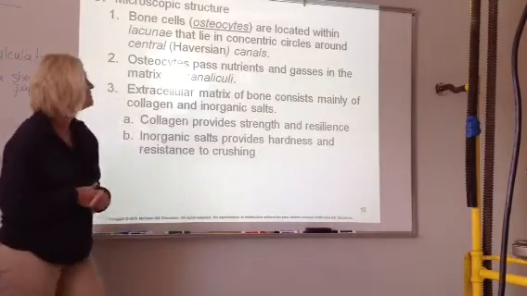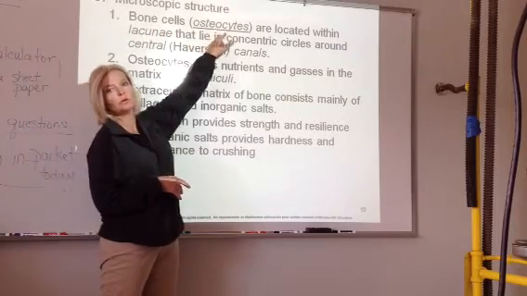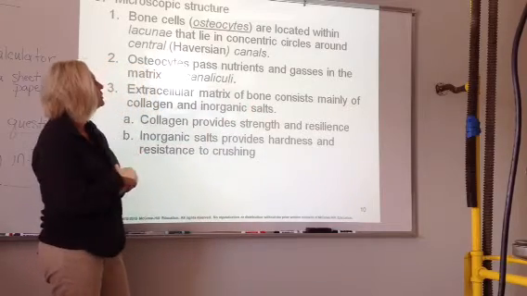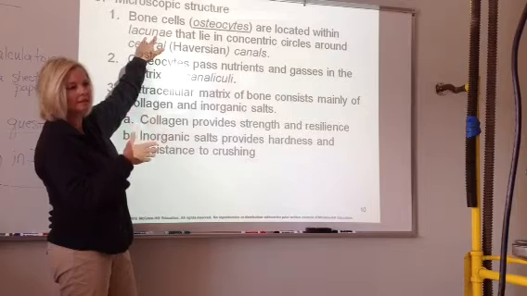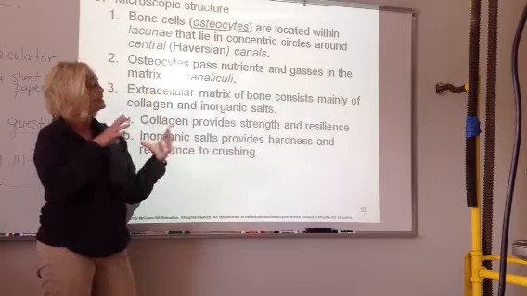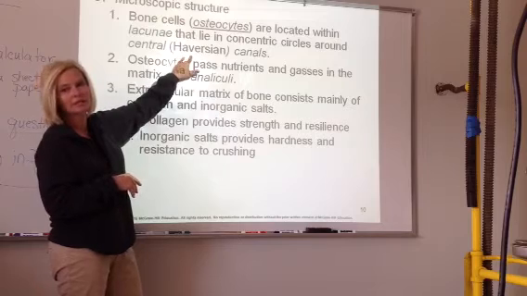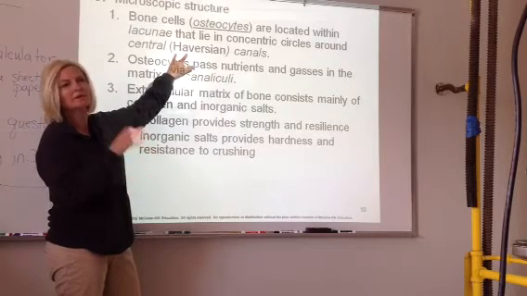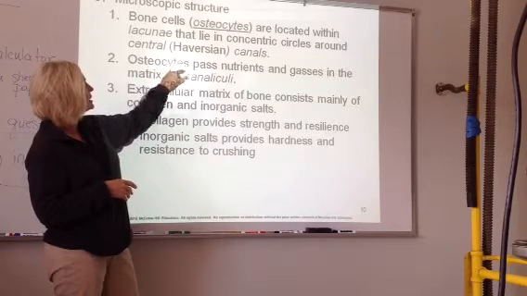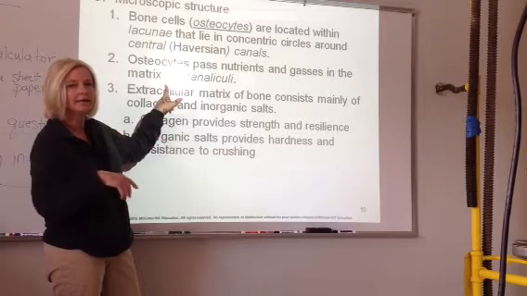If I look at bones under a microscope, the bone cells, osteocytes, bone cells is what that means, are located in lacunae, which are basically the openings that hold them. We'll show a picture of that. They're going to lie in circles, and in the circle is going to be a central or haversian canal. And that's usually where the blood vessels are going to be. Osteocytes pass nutrients and gases through little canals or canaliculi.